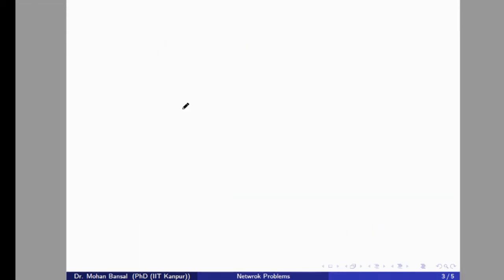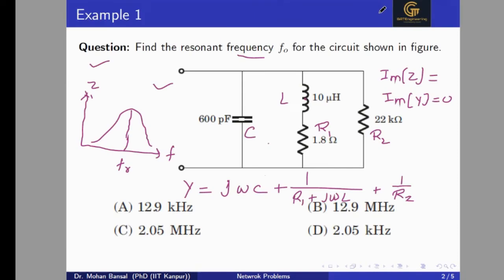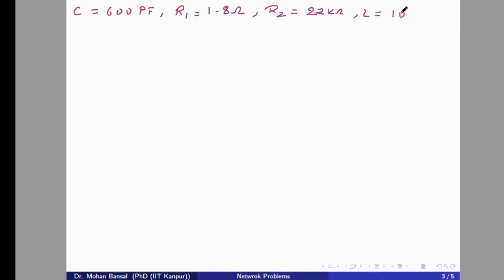Let's note down the values. C is 600 picofarad. R1 is 1.8 ohm. R2 is 22 kilo ohm. And L is 10 microhenry. So we are going to compute the admittance of this circuit.